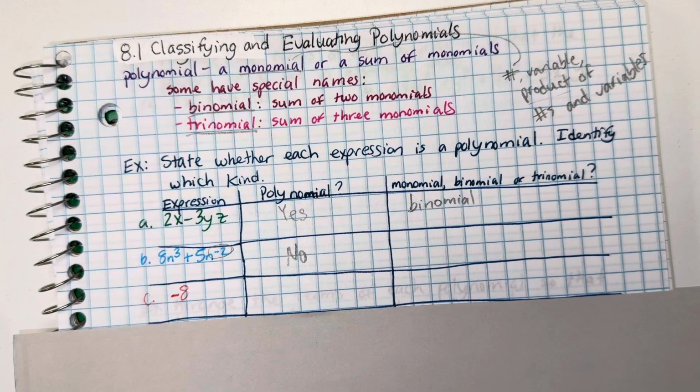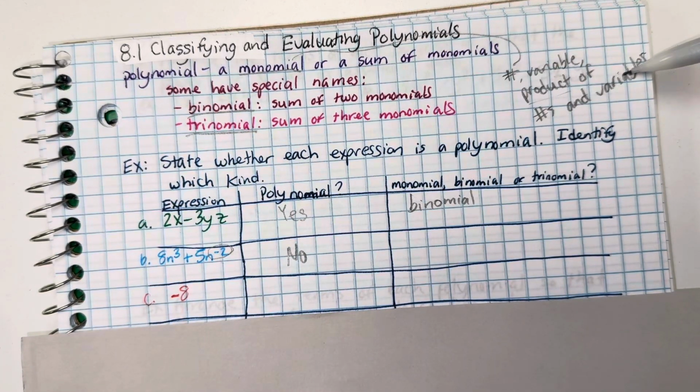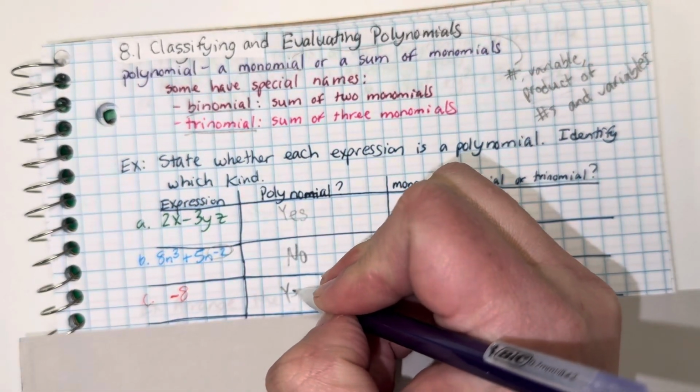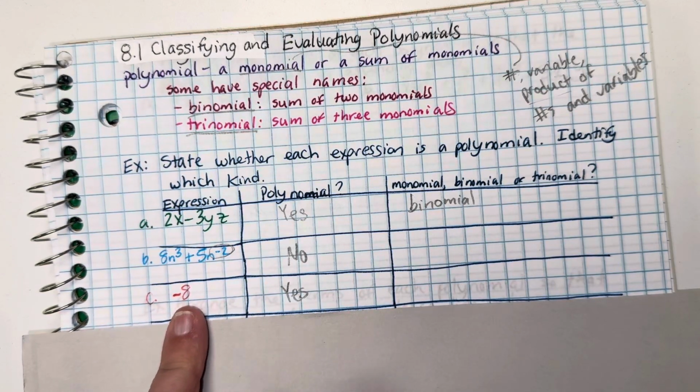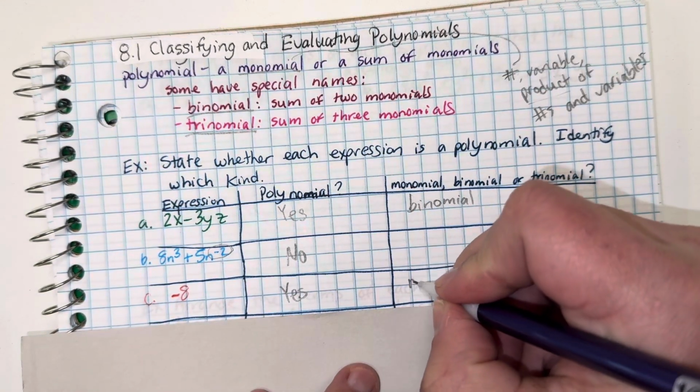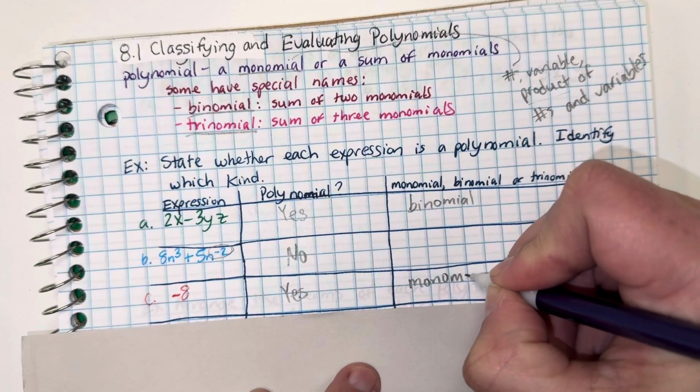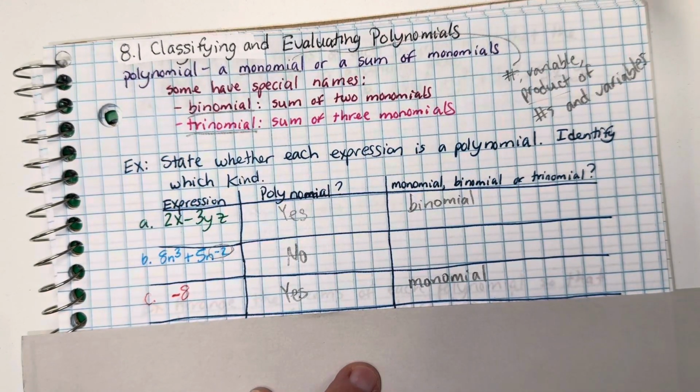All right, here's our next one. It's negative 8. Okay. That one's a yes because it is a number, so it can be a polynomial. Okay. And it's just this one piece here, so that would be called a monomial because it is only one nomial.